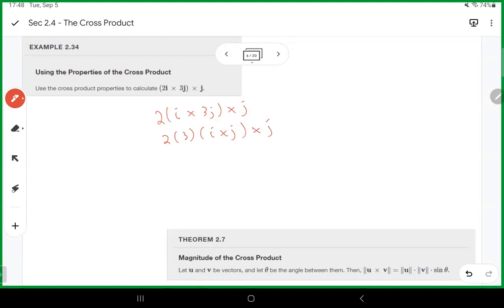Okay, so we know that this part here, I cross J, is just going to become K. So if we do our 2 times 3, which will give us 6K cross J, then you can pull the 6 out. And then that gives us 6 times minus I, or negative 6I.